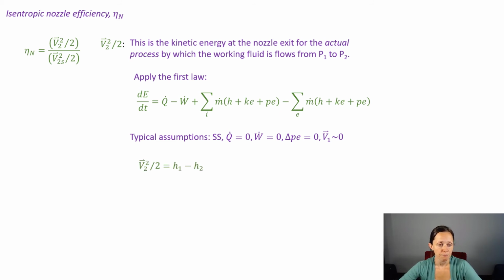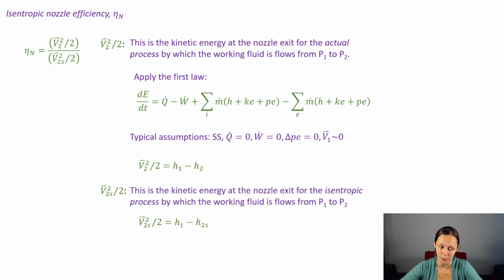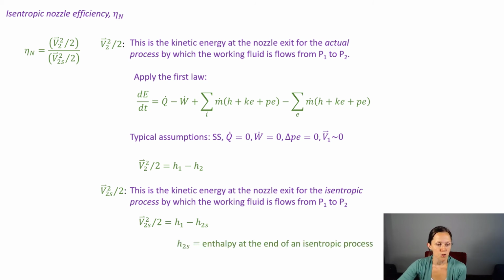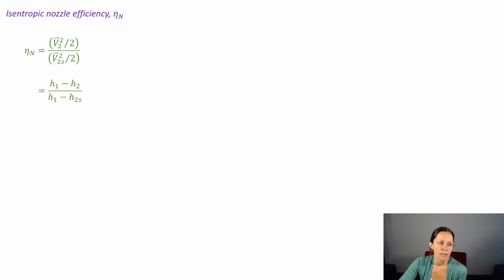So if I do that, I get an expression in terms of enthalpies. If I do the same thing for the kinetic energy at the exit for an isentropic process, I would just need to put a little subscript S on the kinetic energy term and on the enthalpy at the end of that isentropic process. So let's see, here we go.